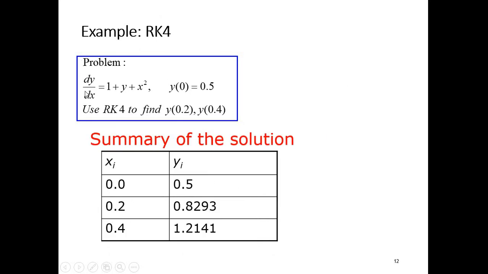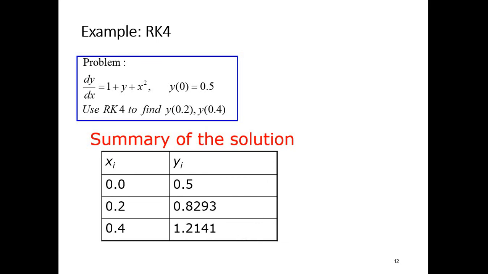Right, so from the results you can draw your summary table. At point x0 you had your y as 0.5, which was given information, and then at 0.2 you had your y as 0.8293, and then at 0.4 you had 1.2141 as your y value.